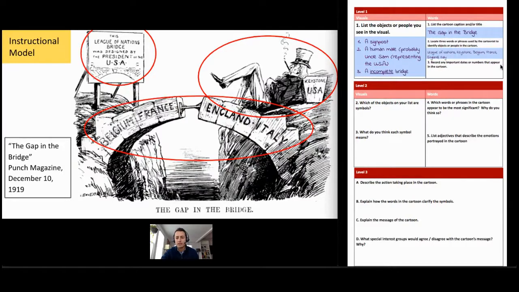And any important dates or numbers that appear in the cartoon. In the caption itself, it says December 10th, 1919. So I'm just going to add that in there.